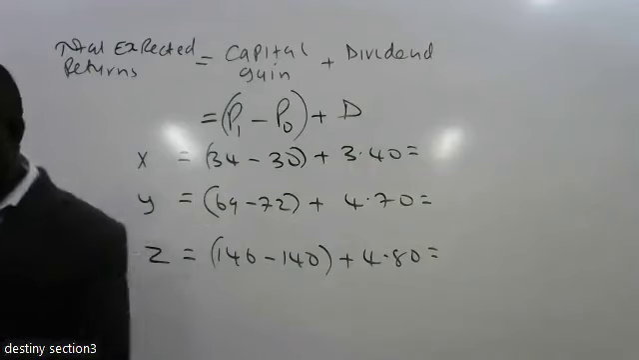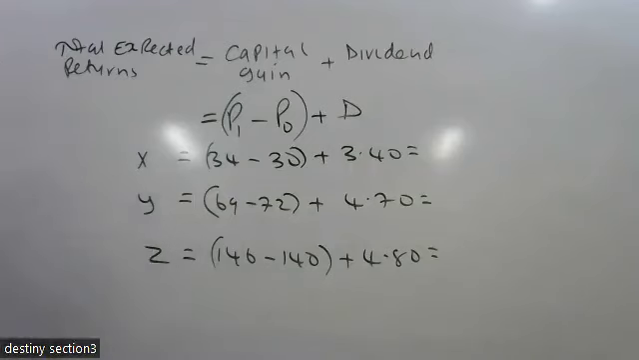So that should be your Roman letter 1. Now we need to go to Roman letter 2, which is the relative return for each of the 3 ordinary shares.